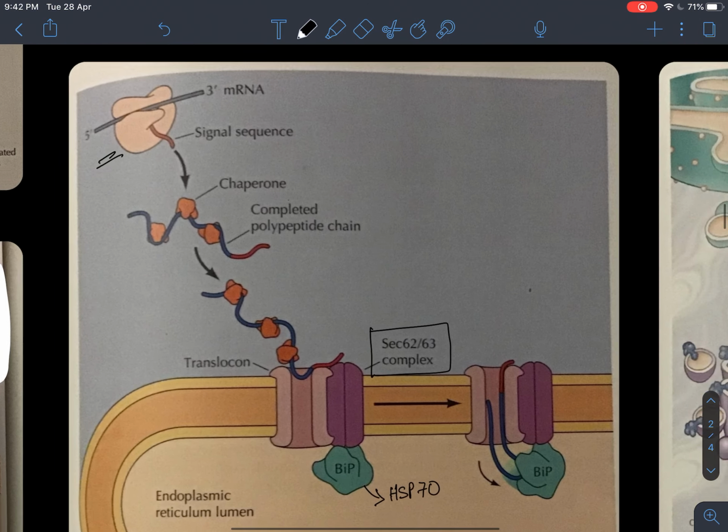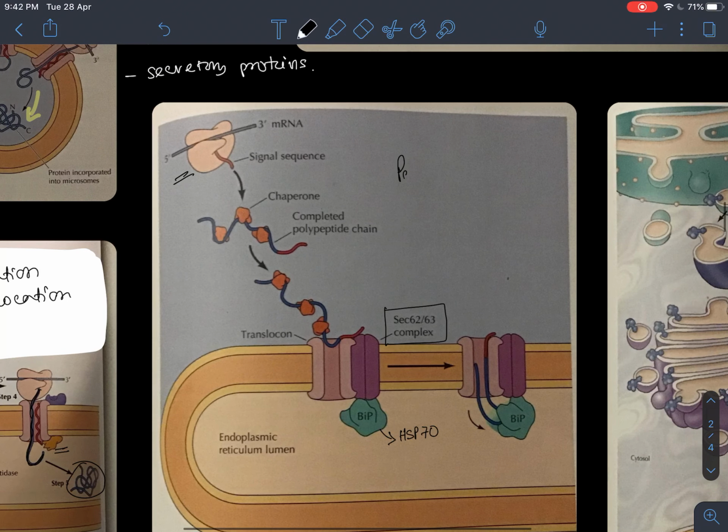But what happens in the case of post-translational translocation? That means before translocation the translation of the peptide chain is totally completed. The proteins destined for post-translational import to the endoplasmic reticulum are synthesized on free, cytosolic ribosomes, and these proteins are maintained in an unfolded state by chaperones. These chaperones are HSP70, that means heat shock proteins.